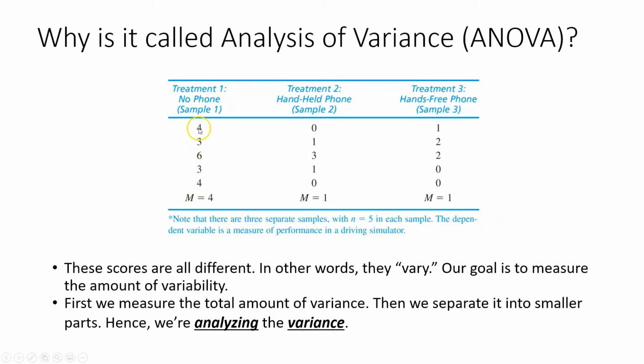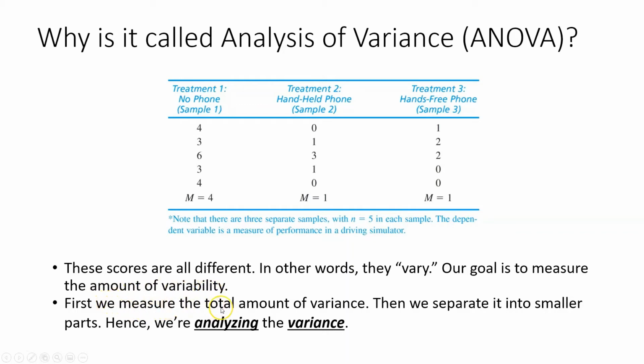We would see that the average of these people who don't use a phone is about 4, high performance, compared to people who have a handheld phone or a hands-free phone, which both have a mean driving performance score of 1. But these scores are all different. Somebody got a 4 here, somebody got a 3. Another person was in this driving simulator and got a 1. Another person over here was in the same driving simulator but used a hands-free phone and they got a 0. And this person got a 0 and a 1. They're all different from each other. In other words, they vary. Our goal is to measure the amount of variability, how much they differ.